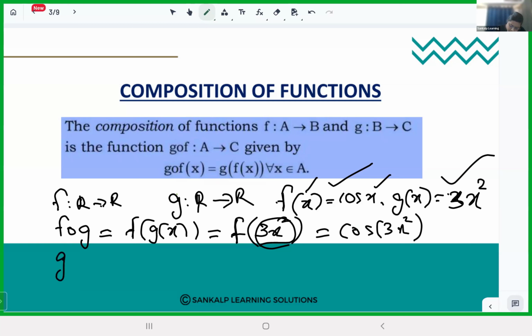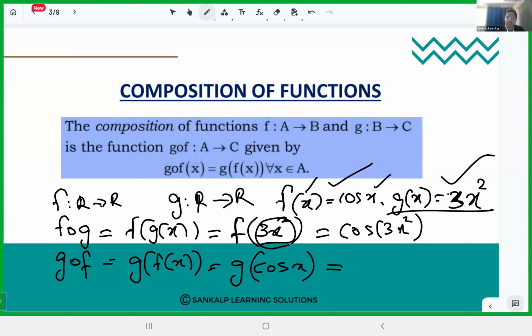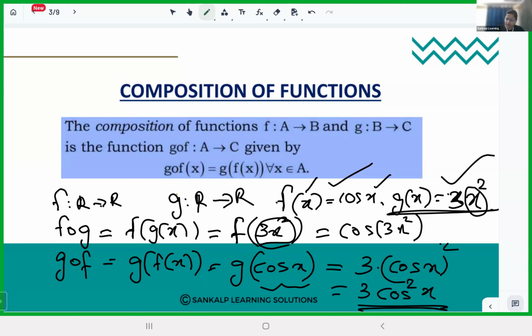Now you have to find g composition f. How will you find it? g of f of x. It is nothing but g of what is f of x? It is already defined. It is cos x, right? g of cos x. And now you have to check what is g of x. g of x is 3x square. So you replace this x with the function given in the bracket. What is it? cos x. So it will become 3 into cos x the whole square. Cos x the whole square can be written as cos square x, right? 3 cos square x. All right. So these are f composition g and g composition f. I hope it is clear to you.